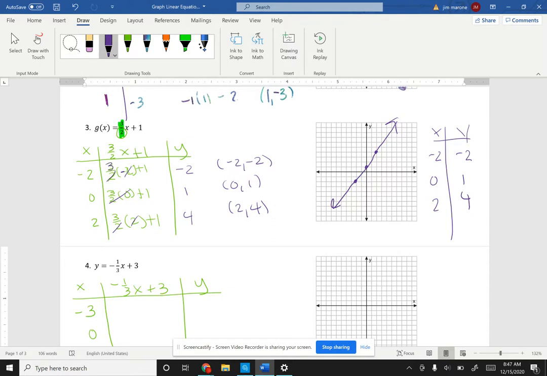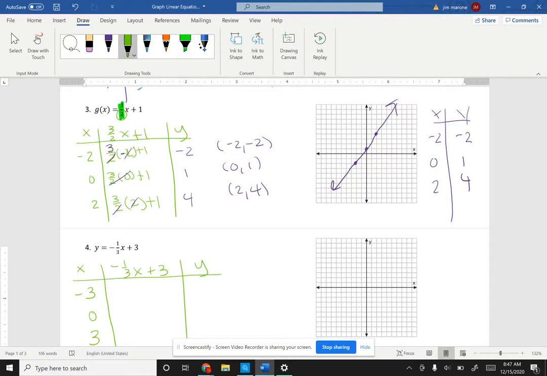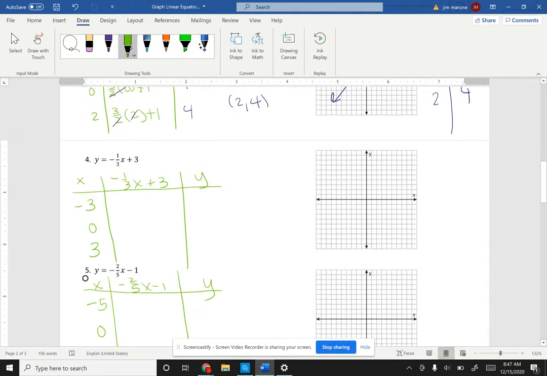The next one, again, we substitute -3, 0, and 3, because that's the denominator. And I get -1/3 times -3 plus 3, -1/3 times 0 plus 3, and -1/3 times 3 plus 3. These two, the 3's cancel and the negatives cancel. 1 plus 3 is 4. 0 cancels, I get 3. 3's cancel, -1 plus 3 is 2.